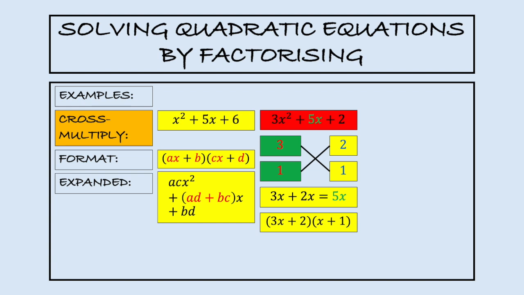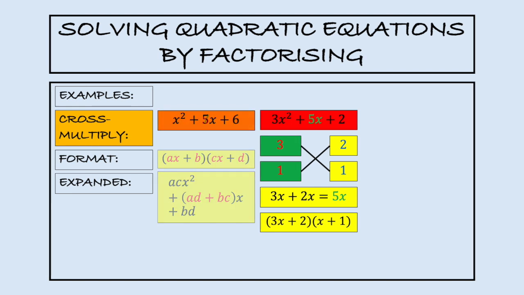To conclude, you have just factorized the quadratic into brackets 3x plus 2 close brackets times brackets x plus 1. You could always check your factorization by expanding the brackets and ensuring that the quadratic resulting from the expansion is the same as the quadratic you started off with. Let's work through another example.